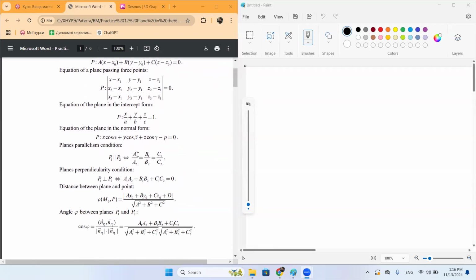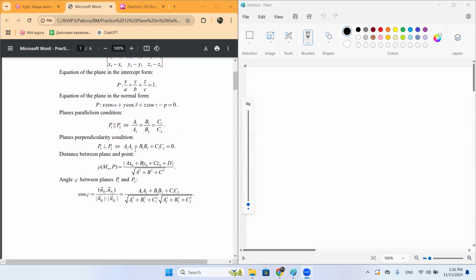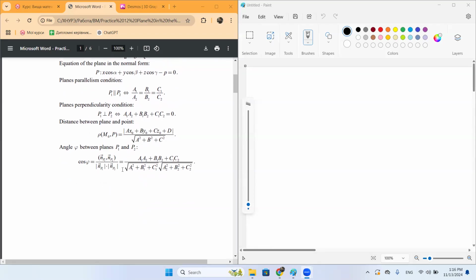And then planes parallelism condition. So planes are parallel if and only if their normal vector coordinates are proportional, and they are perpendicular if scalar product of their normal vectors is zero. So just perpendicularity of vectors. So you remember this information already.